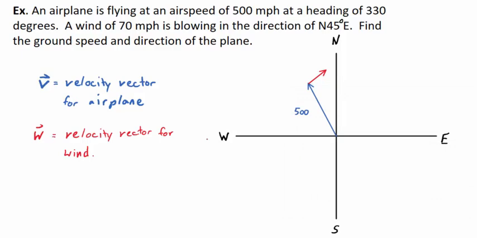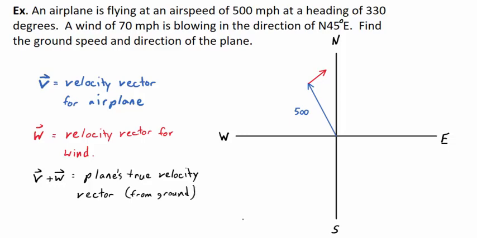And then the plane's true velocity vector measured from the ground will be what we call the resultant vector, which is the sum of the two vectors. So V plus W equals the plane's true velocity as seen from the ground. The plane's true velocity vector, from a stationary point on the ground, right? So what do we do to find that? And by the way, we call this the resultant vector when we add two vectors together, in case you hear that word, resultant.